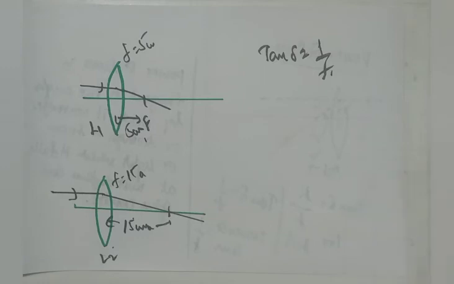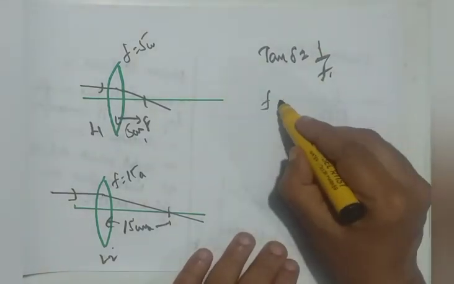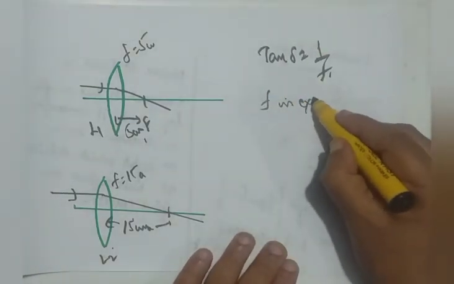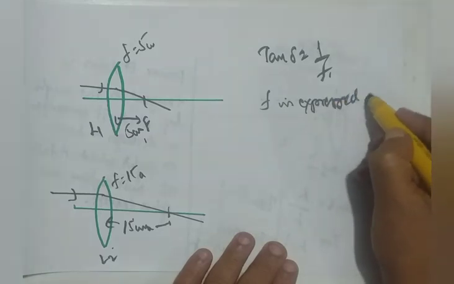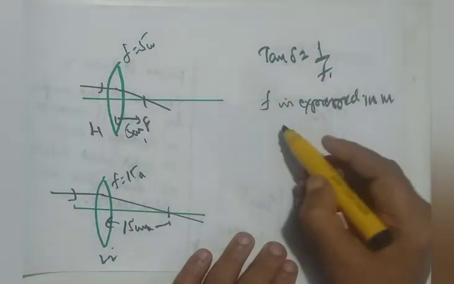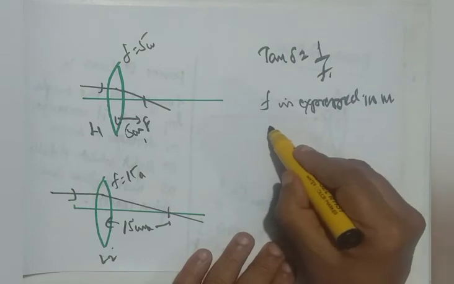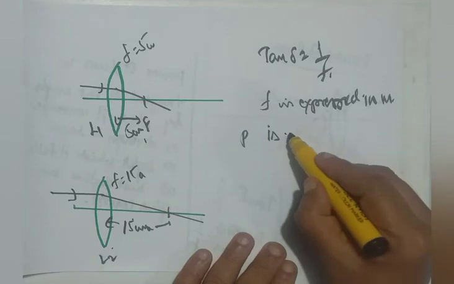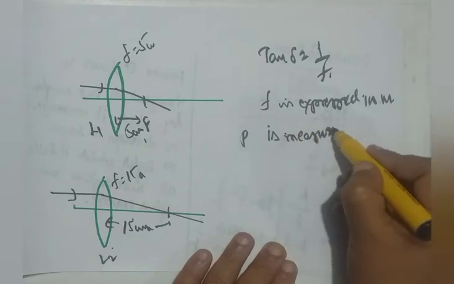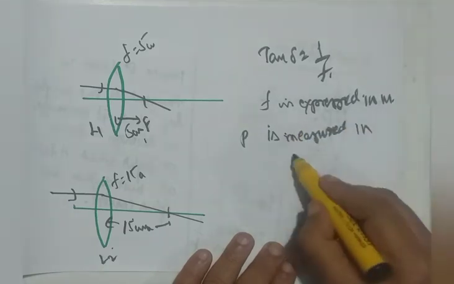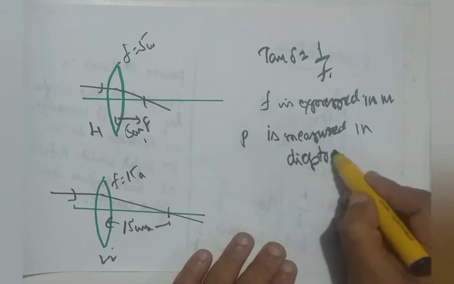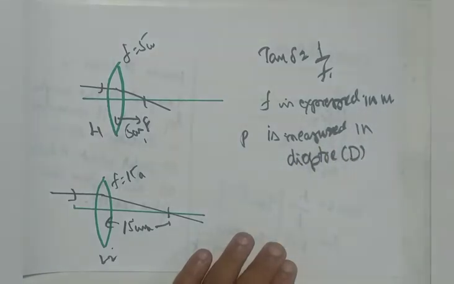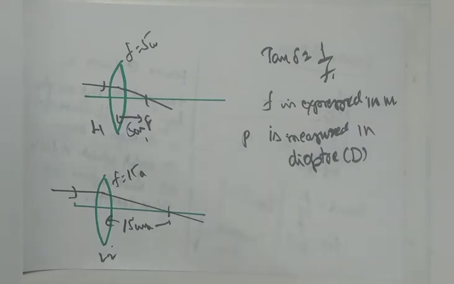Now, if focal length f is expressed in meters, then the power of the lens P is measured in diopters. Diopter, and the symbol is capital D. So diopter is the unit of power in the SI system. So what is 1 diopter?